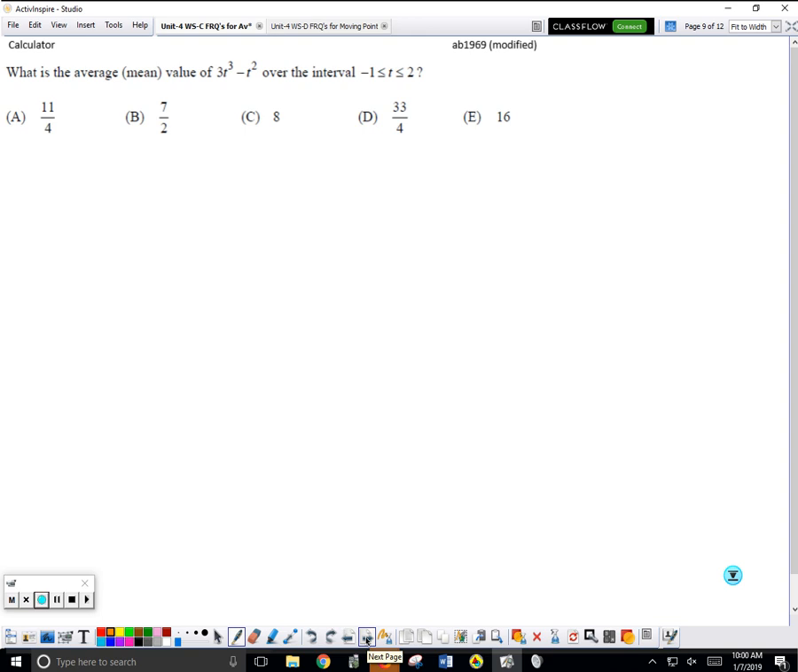Next one says, what is the average or mean value? Those are the same thing, average and mean value, of that function over that interval. So do that problem, go. Make sure you always write down the integral. Always write whatever integral you're performing, and then you actually do the integral. And always write it. Stop me if you have a question.